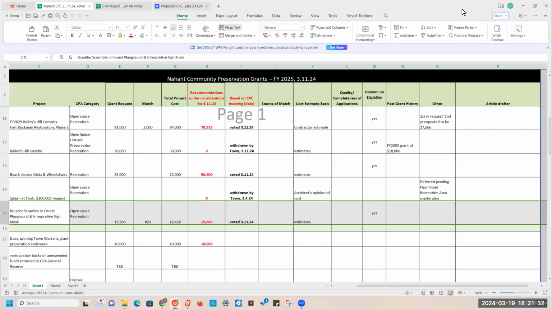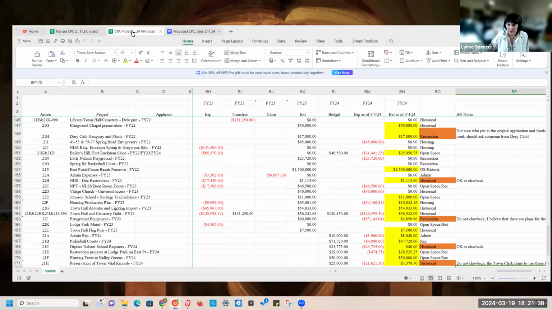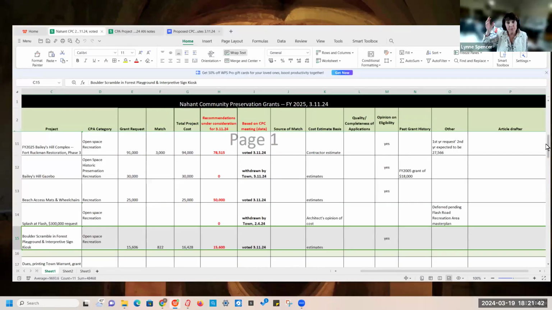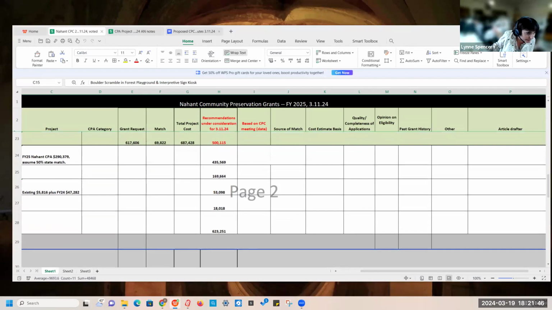Okay. The other thing that I'd like to do is just scroll down to the lower part of this page. I want to just look at where we are in terms of balances. Yes, if you go down, yeah, there. So if everybody can see that.